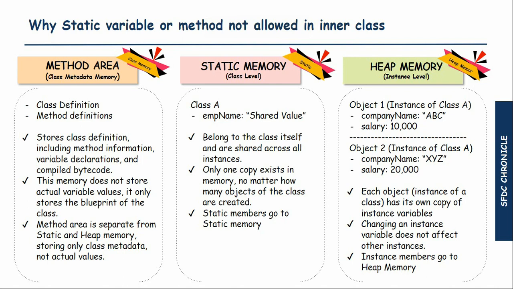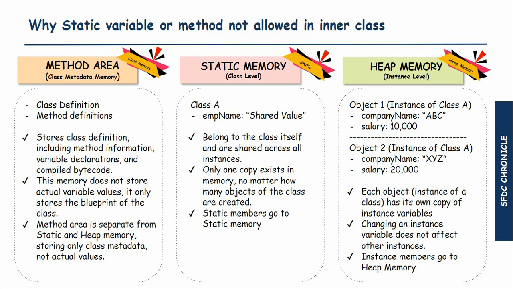Another instance, suppose object 2, I have created for the same class, and I have set company name equal to XYZ and salary equal to 20,000. So each object, whichever I have created, in this case object 1 and object 2, has its own copy of the instance variable. If I make any changes in object 1, it will not impact object 2 and vice versa. So changes in any specific instance variable will not affect any other instances.